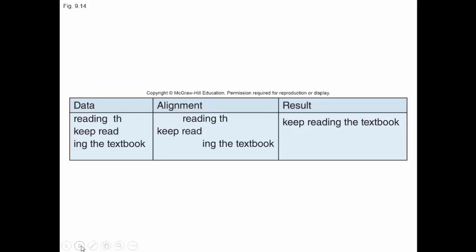Now, it also takes a little bit of time because you have to do what's also called alignment, and this is where the computers come in. You notice that you have the data. You notice you've got to start aligning it. And you notice that you eventually have the result.